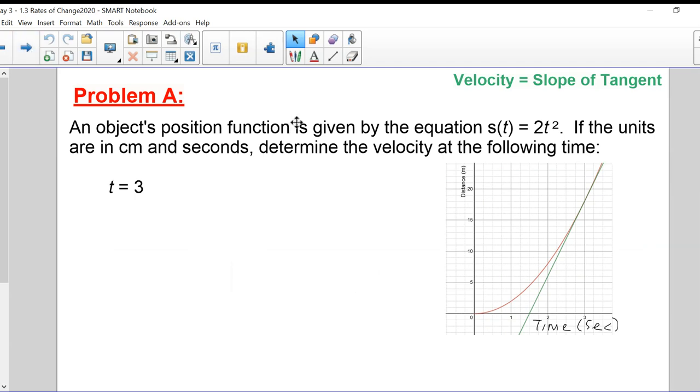What I've done is I've given you a function, s of t, the distance from some point based on time, equal to 2t squared. I also put a little graph there to show you: the red line represents the 2t squared, starting at 0. Obviously, you don't have negative time. So starting at 0, let me just make sure I'm monitoring the chat at the same time. That function is rising as you go from left to right. And I'm asking for the velocity at the following time, when t is equal to 3.